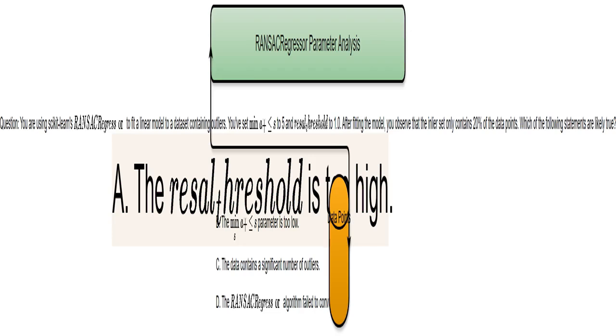This is a likely culprit. A high residual_threshold means RANSAC considers points far from the model as inliers.